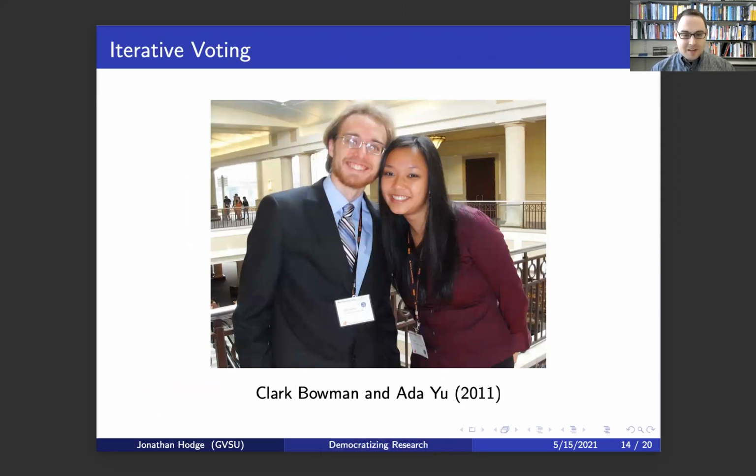My next 2 students on this thread looked at how we could use an alternative voting system to yield better outcomes in referendum elections. Clark has now finished his PhD in applied mathematics from Brown, and Ada is a pediatrician finishing her residency now. And I mention that just because many of the students that I'm showing you have gone on to graduate school, many of them have taken jobs in industry, many of them have gone on to non-mathematical careers. And I believe that these sorts of research opportunities have been beneficial for all of those groups.